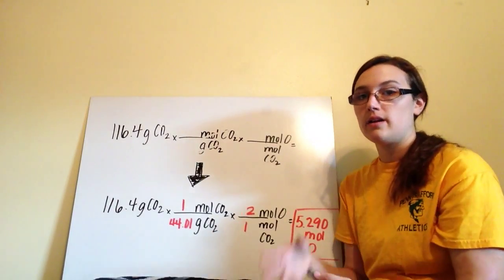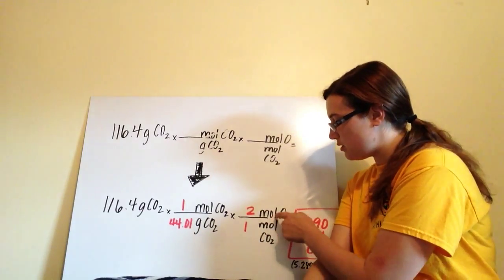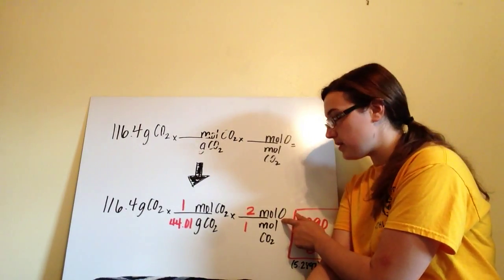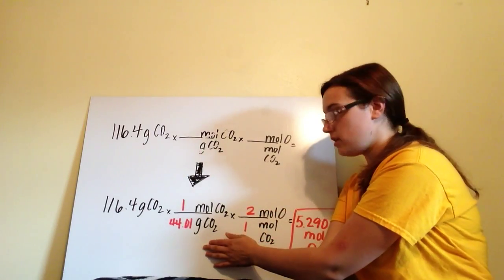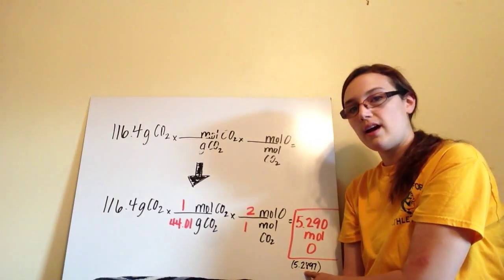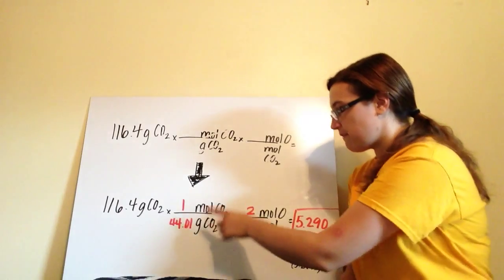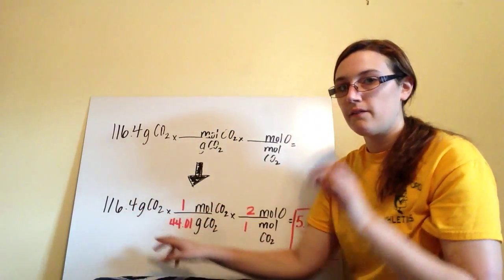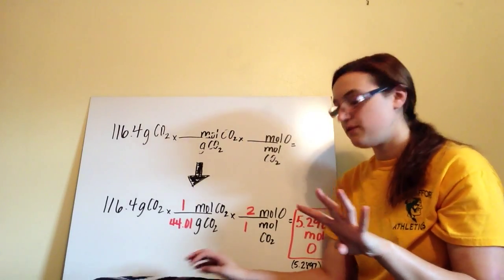And you can also think about it in terms of molecules and atoms. Right? For every 1 CO2, I have 2 O's. So then we multiply across the top, divide by what's on the bottom, and you get 5.2897. Okay, that's this number in parentheses. Now, if I look at my given, that's 4 significant figures. My answer has to have 4 significant figures.